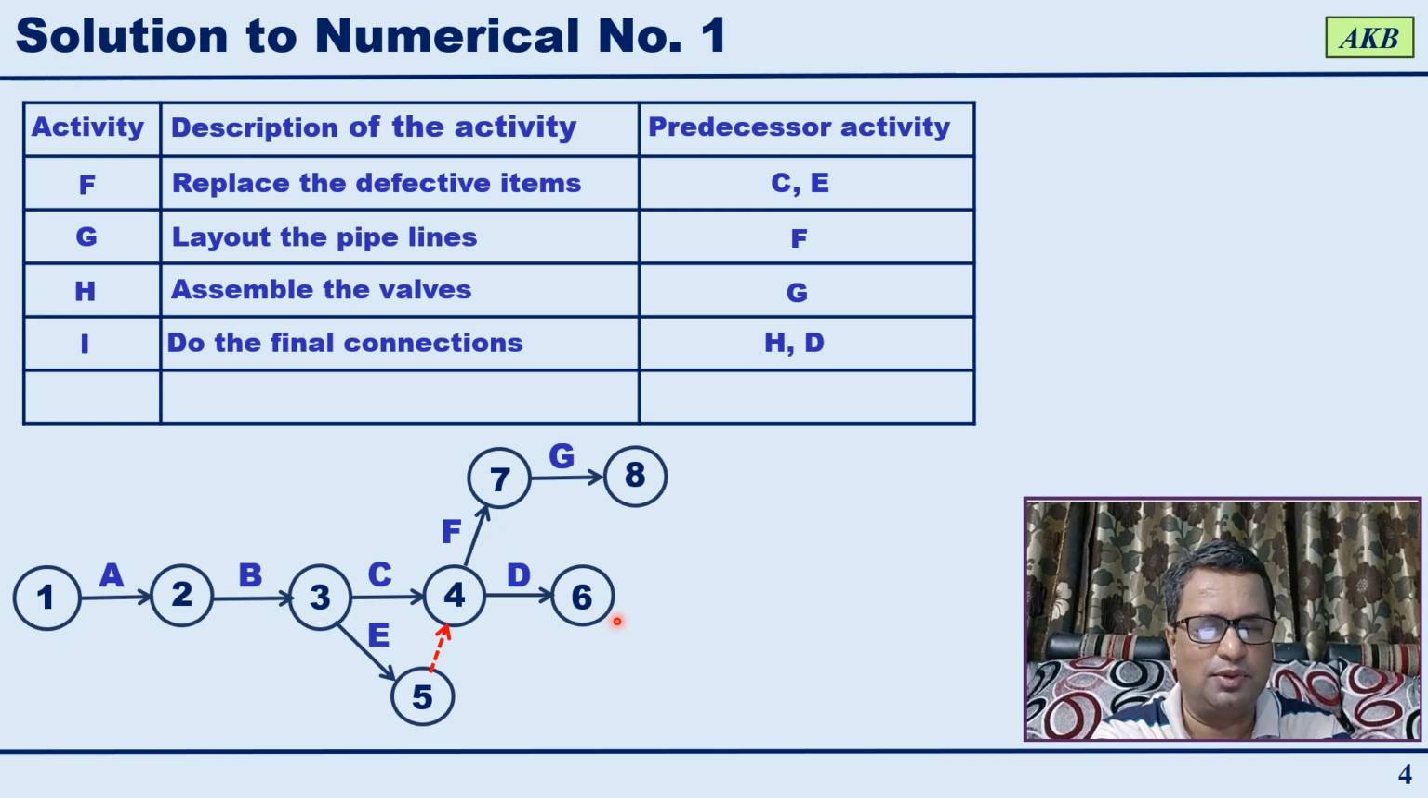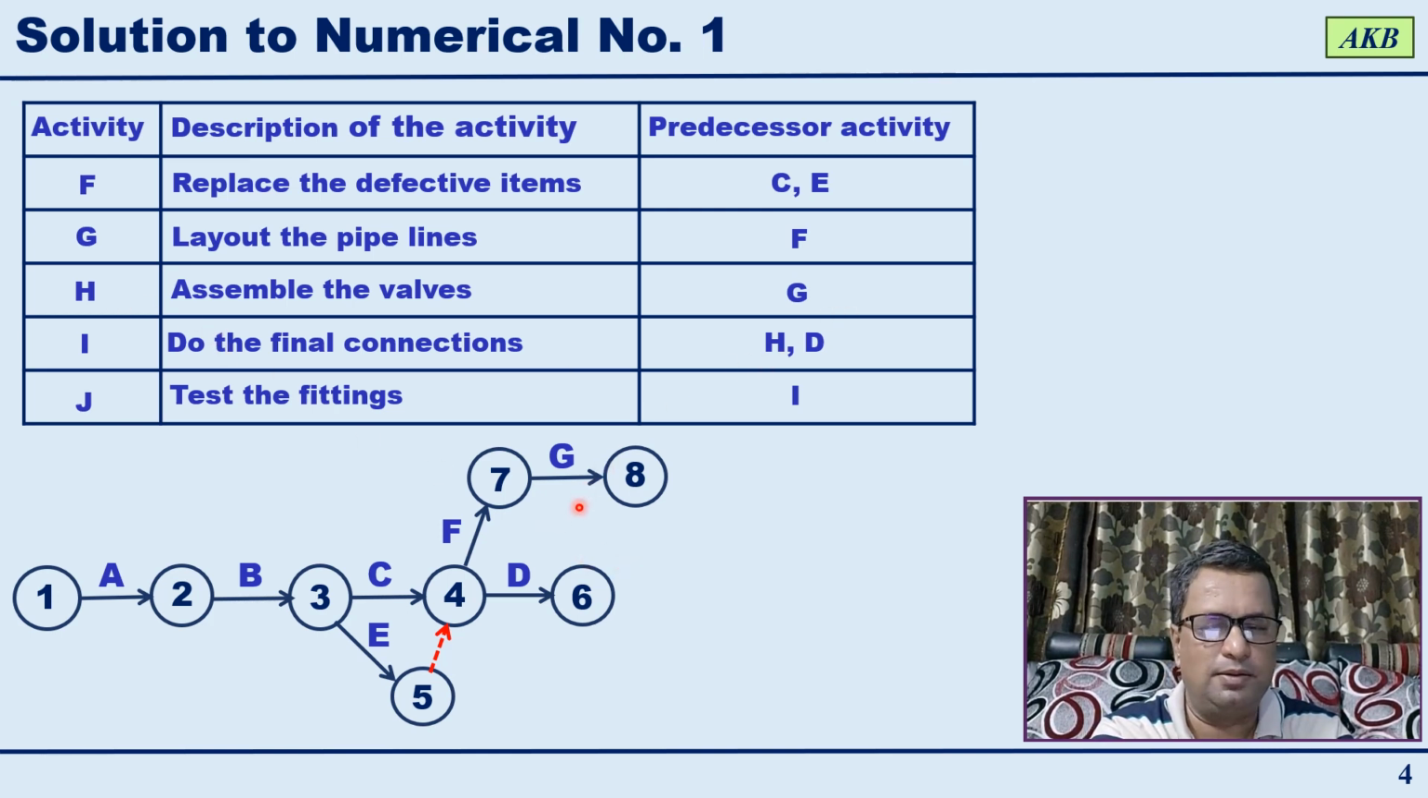When you look at the diagram, you can find D is getting completed at event 6. H is starting after G, and it should get completed so that you can start with activity I. So the way it can be shown is like this. First I am showing all the activities. The last activity in the list is test the fittings, and for that the predecessor activity is I.